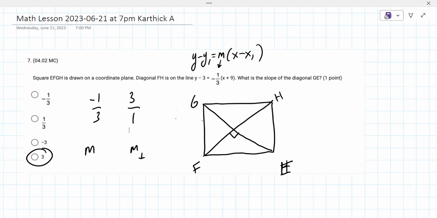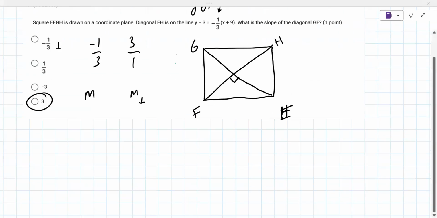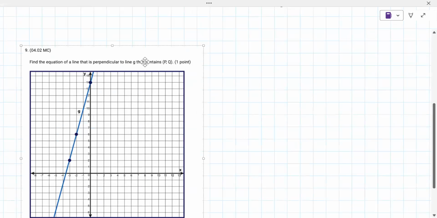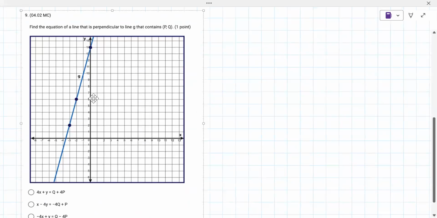All right. So, kind of a continuation from yesterday, we're talking parallel and perpendicular slopes. Here's number 9, another one that I have. Okay, let's take a look here. All right, so let's find the equation of the line that is perpendicular to line G that contains point P, Q. Oh, okay, I see. They're just using that generalized form.